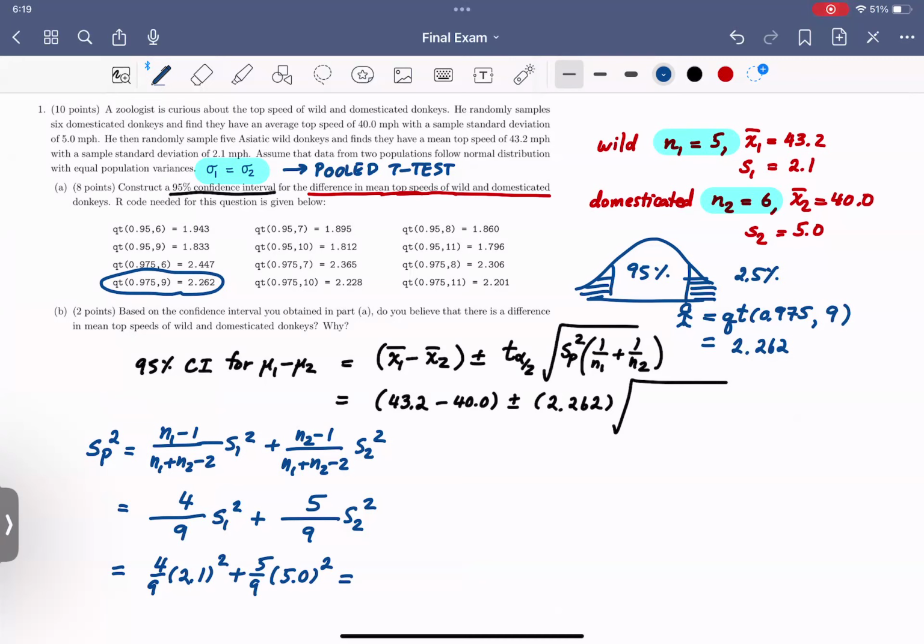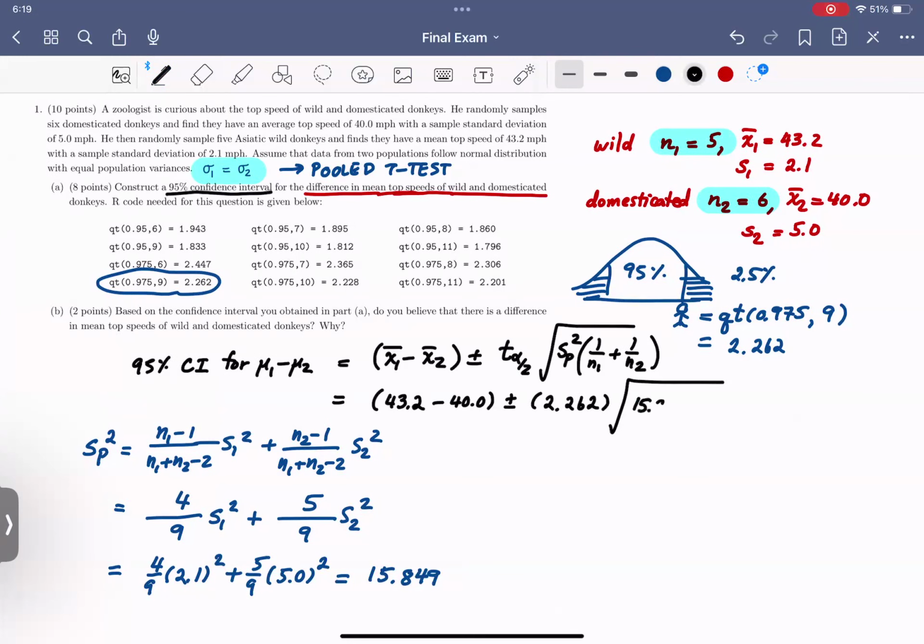And that number is 15.849. For example, I round it to 2 digits. And then I have 1 over 5 plus 1 over 6 here. And we have all the information here.